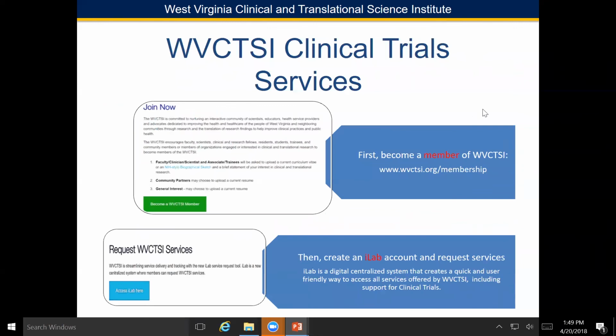But all the services that we perform are being tracked in a system called iLabs. And so if you're requesting our services, we would ask you to become a member of CTSI and then get an iLabs account. It takes a very short time to get that approved, and then you can request services. And you can request the services of my clinical trials group, but also any of the services that CTSI would provide. You would request those through iLabs.